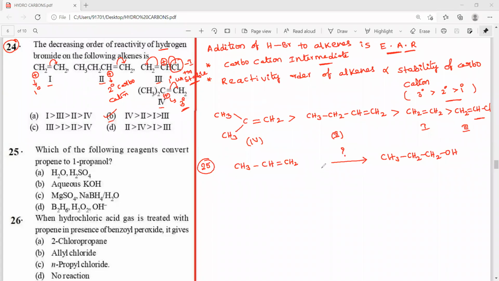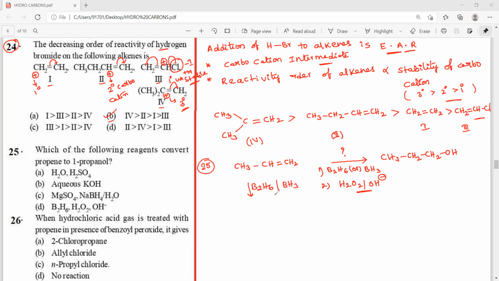So the suitable reagent is addition of diborane. First we have to add B2H6 or BH3, followed by oxidation in the presence of basic medium, H2O2 and OH minus. Okay students, this is the suitable reagent. Why is this the only suitable reagent? First you have to add B2H6, diborane, or BH3.